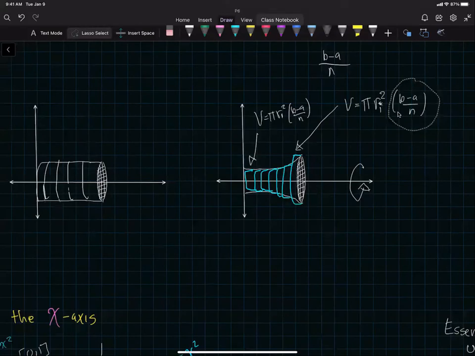So this B minus A over N, does anybody remember what is another name for that? We have another name for it. There's an easier thing that we can use instead of B minus A over N. Oh, I like it. So far I see one person have it. Yes, this is connected to the Riemann sum.